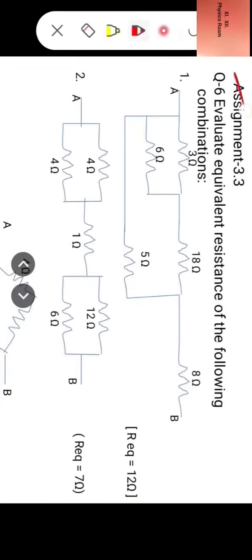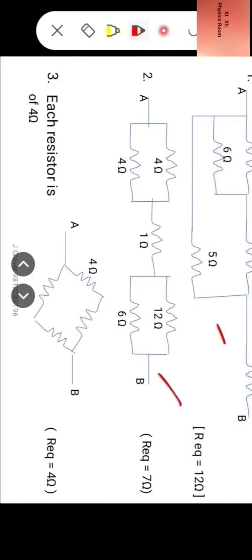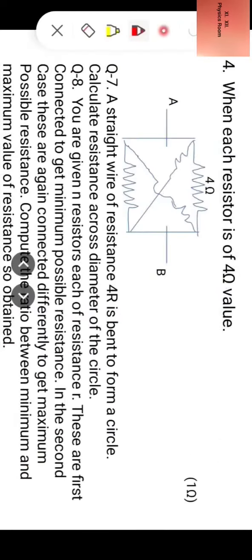Now assignment 3.3 continued. Question number 6. Evaluate equivalent resistance of the following combinations. Here is the first, the second, the third. Answers are given alongside. This is the fourth. Now question number 7. A straight wire of resistance 4R is bent to form a circle. Calculate resistance across diameter of the circle.